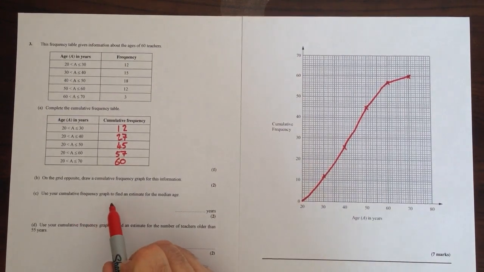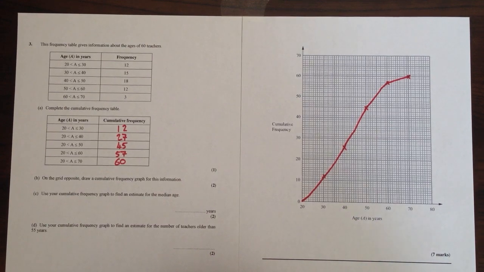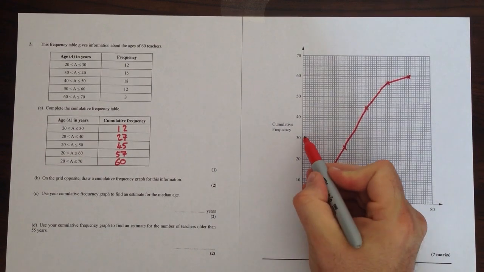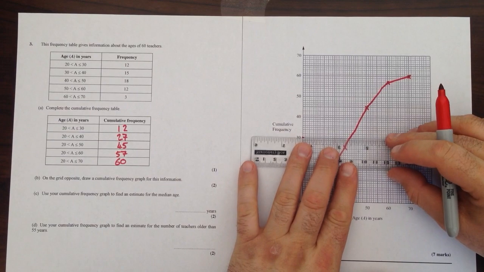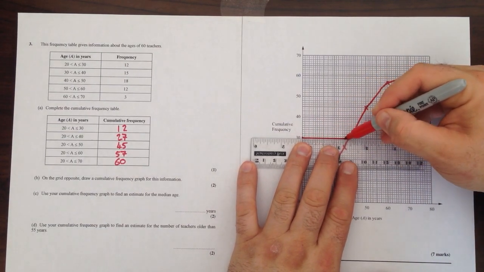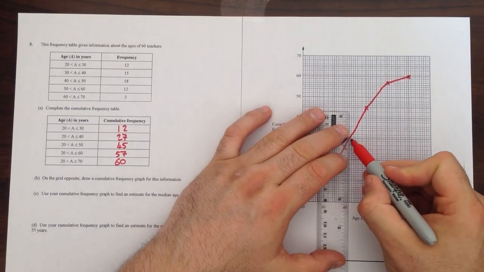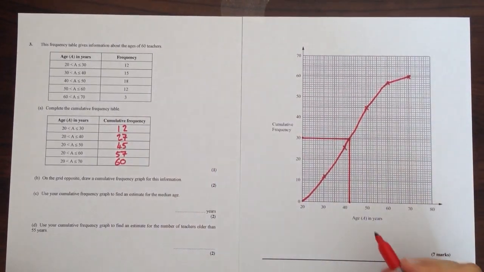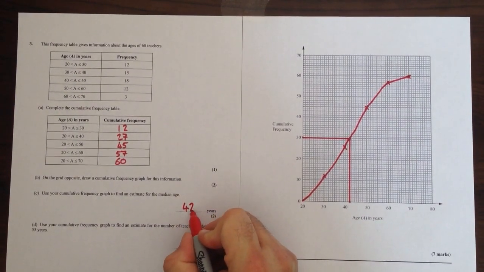The second part, use the cumulative frequency graph to find an estimate for the median age. Well, the median age, median is the middle, so the middle of 60 teachers would be the 30th teacher. So we find the 30th teacher there, we draw a line across until we reach our curve, and then we draw a line down as accurately as we can, and we read off the value. Now mine reads off at 42 years.